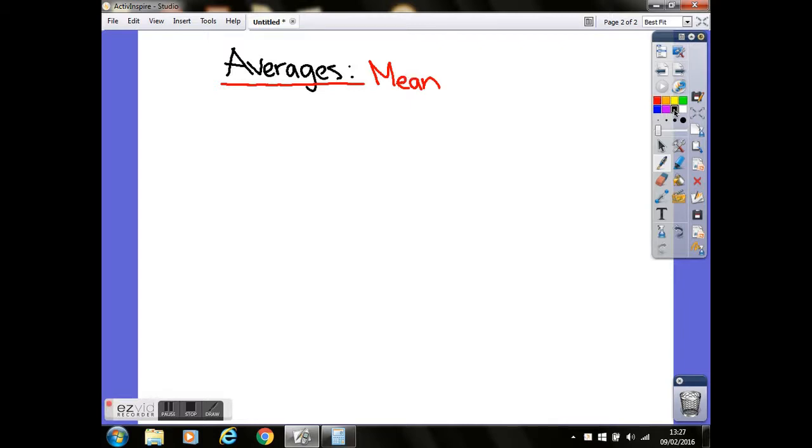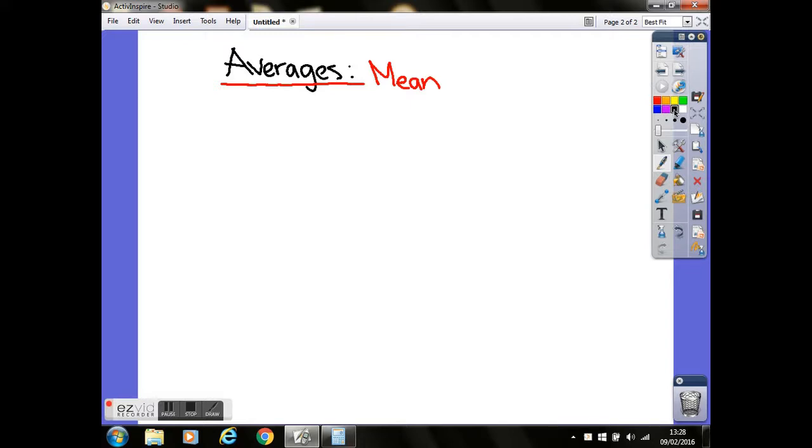Now the thing to remember with the mean is it's just a method of finding a number which accurately represents the middle of a set of data or values, and it also takes all those values into account, unlike the mode and the median, which don't. So we're going to look at a couple of examples, but first of all we need some data to use. So I'm going to write some numbers at the top here.